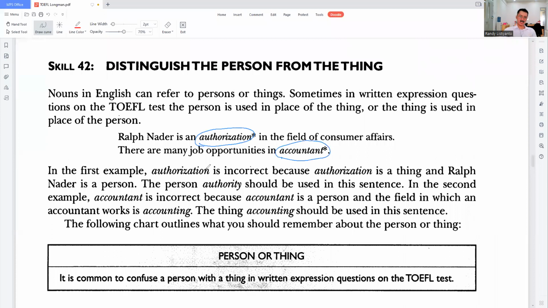Okay. In the first example, authorization is incorrect because authorization is a thing and the subject is a person. The person word authority should be used in the first sentence. In the second example, accountant is incorrect because accountant is a person and the field in which an accountant works is accounting. The thing, accounting, should be used in this sentence. So it should be authority here. And it should be accounting here.